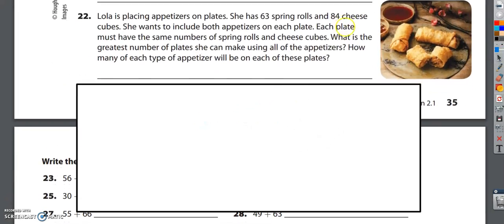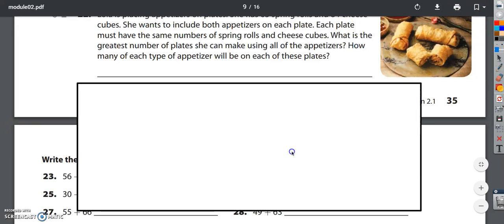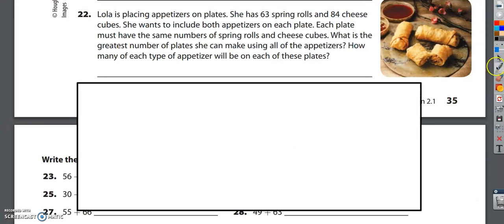to number 22. And this one is a little easier than it looks. Some kids get this one wrong because they don't get all the factors here. It says Lola is placing appetizers on plates. She has 63 spring rolls and 84 cheese cubes. She wants to include both appetizers on each plate. Each plate must have the same number of spring rolls and cheese cubes. What is the greatest number of plates she can make using all of the appetizers?